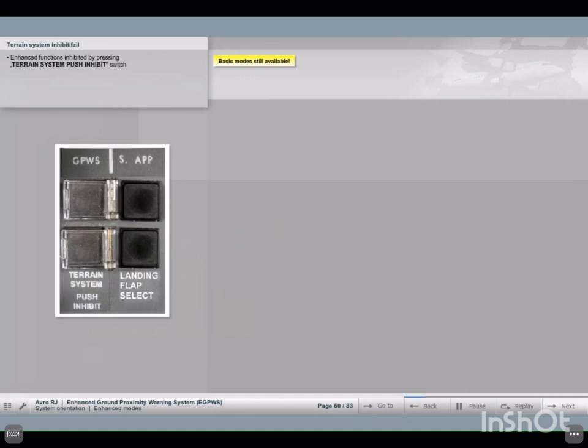RFCF, TCF, TAD, and look-ahead functions may be inhibited by manual selection of a cockpit terrain inhibit switch. Neither loss nor inhibiting these functions affects the basic GPWS functions, modes 1 to 6.